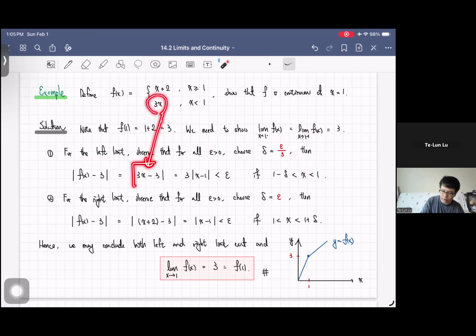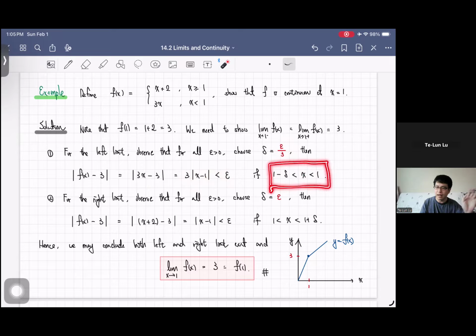So you have 3x minus 3, which is equal to 3 times the absolute value of x minus 1. However, we set up x to be within a distance of epsilon divided by 3 to 1, right? So this is less than a third of epsilon, making this less than epsilon. So we see that by setting up x to the left of 1 and within the distance of delta to 1, the distance between f and 3 is always within epsilon. So that basically shows that the left limit of the function f at the point 1 is 3.